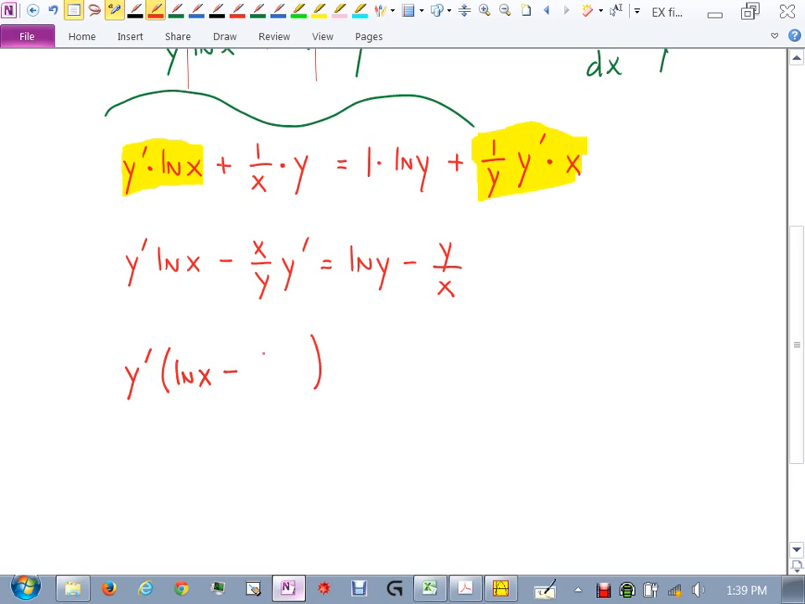ln x minus x over y equals ln y minus y over x. We're almost there, right? Almost there. Just going to divide through by this thing right there. And that's my derivative.